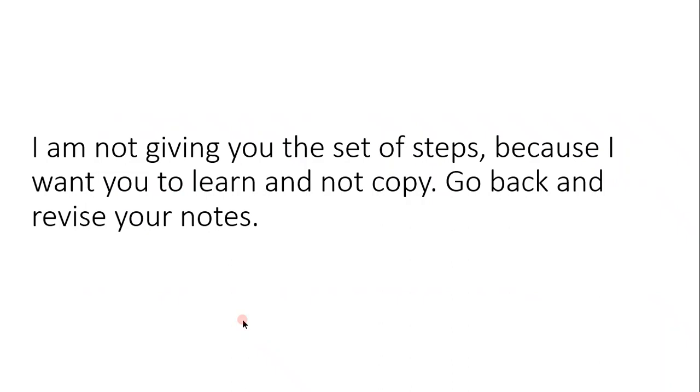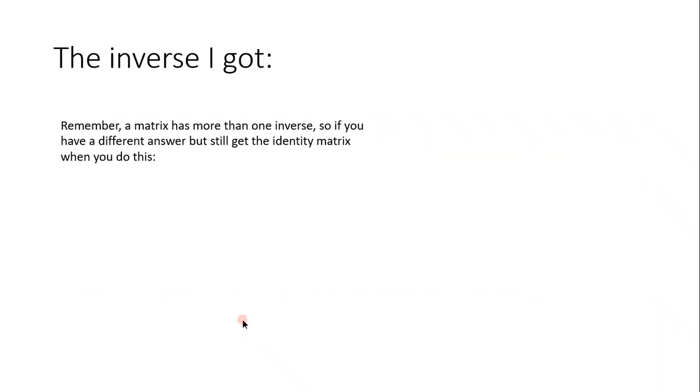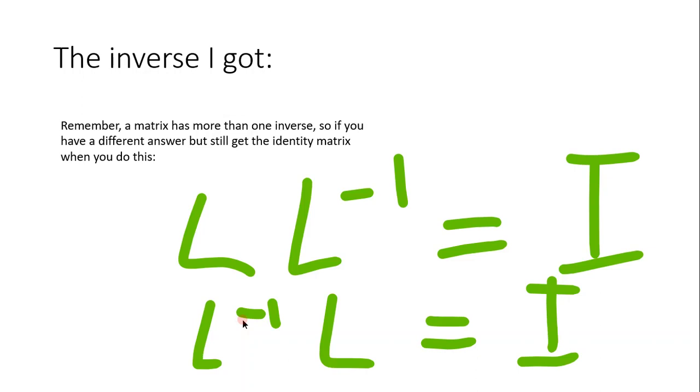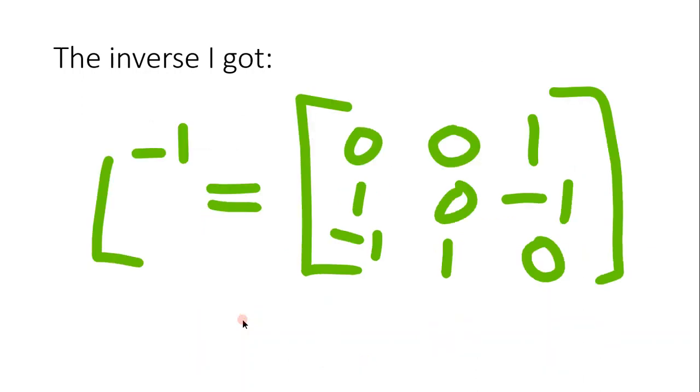Now, I'm not giving you the set of steps, like I said, because I want you to learn and not copy, so go back and revise your notes if you're having difficulty, or if you had any trouble. So the inverse I got, now remember a matrix can have more than one inverse, so if you have a different answer to what I got, but still get the identity matrix when you do this, your answer is right. So this is the inverse that I got.